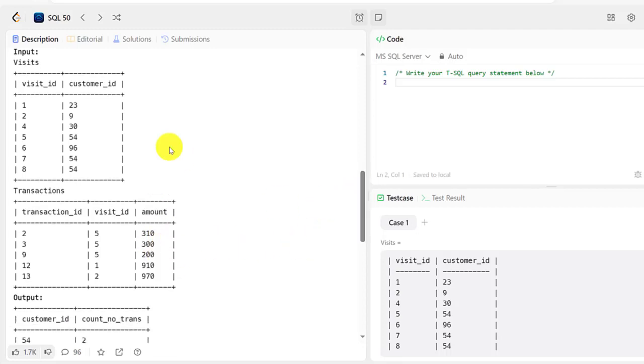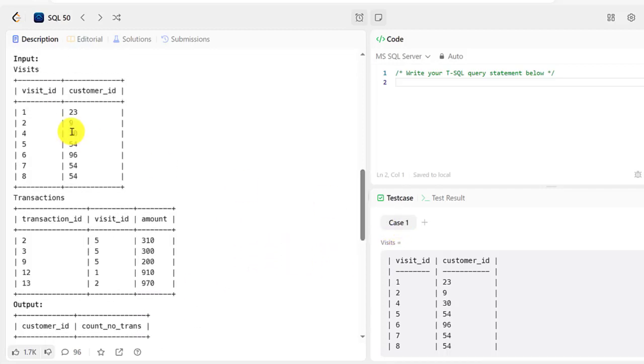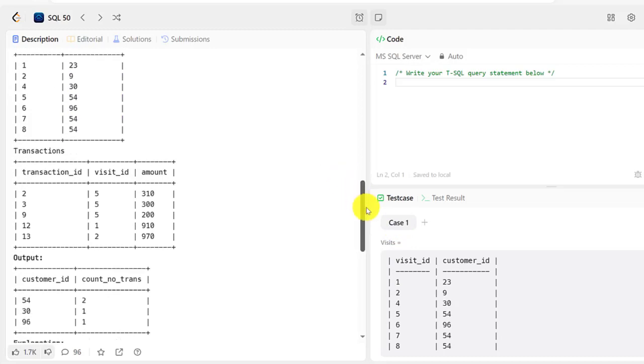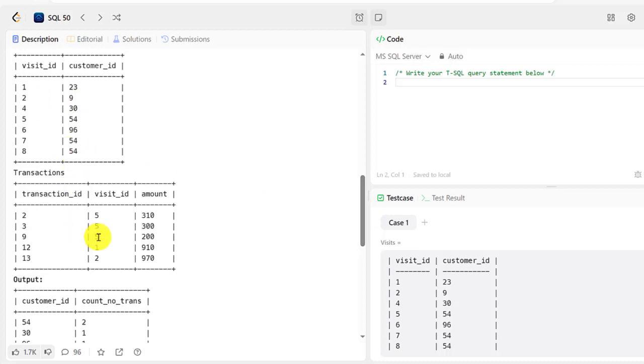So let's start with our first customer, customer ID 23. So it's tied to visit number 1. And we can see in the transaction table the visit ID that customer made a purchase. So that customer made a purchase. We are trying to find out all the customers who visited but did not make a purchase. So, okay, the first one did make a purchase. Let's check the second one. Visit ID is 2. And you can see 2 is also listed here. That person visited and made a purchase worth $970.